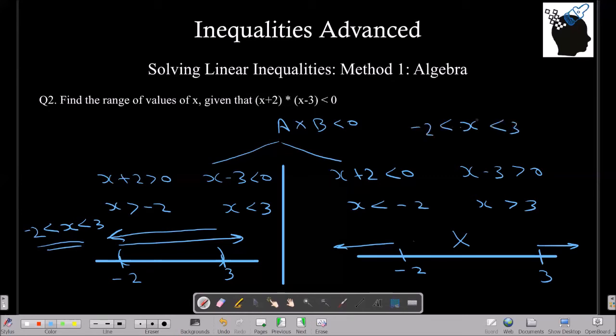Again, you can substitute some values of x in between -2 and 3 and put in this and check whether the solution is correct or not. Let's try one more.